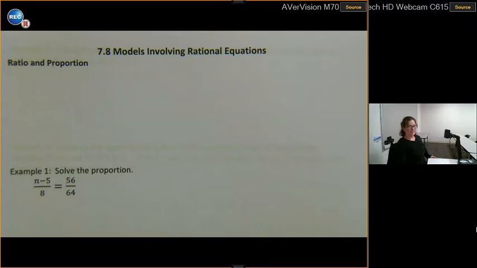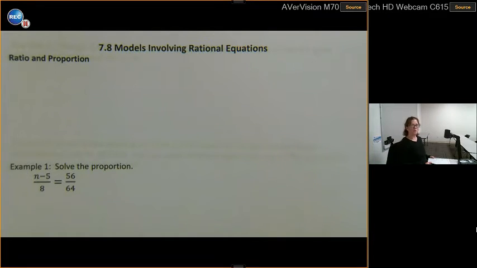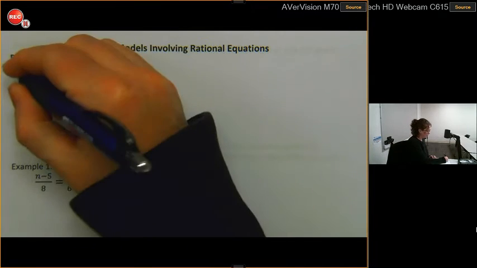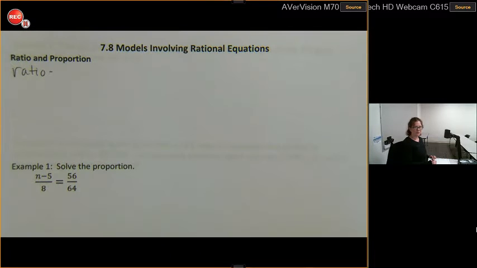Section 7.8, models involving rational equations. So yes, models does mean word problems. We're going to start out by talking about ratio and proportion. A ratio is the quotient of two numbers or quantities, so a single fraction.